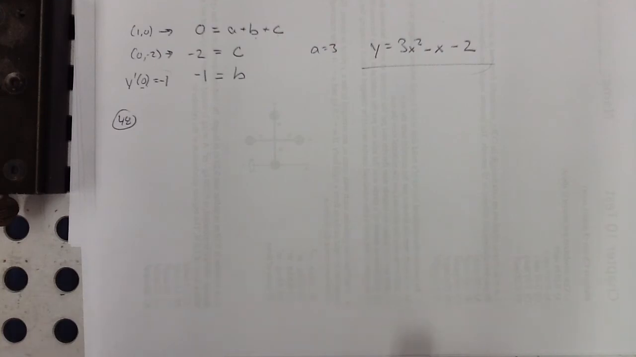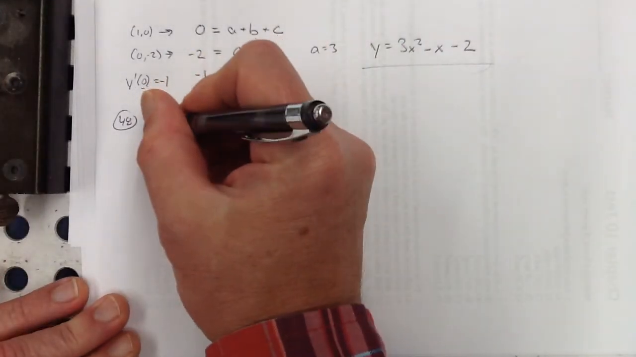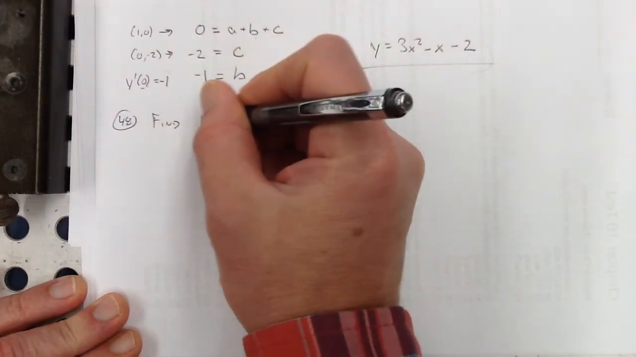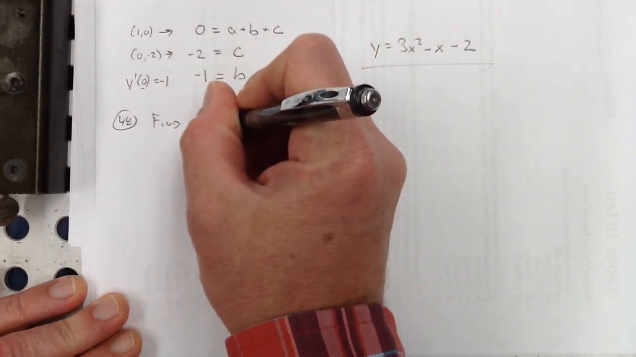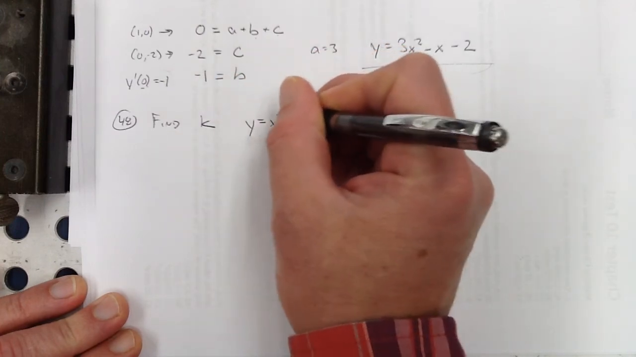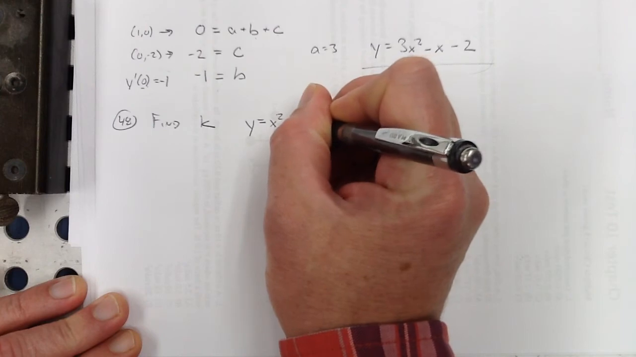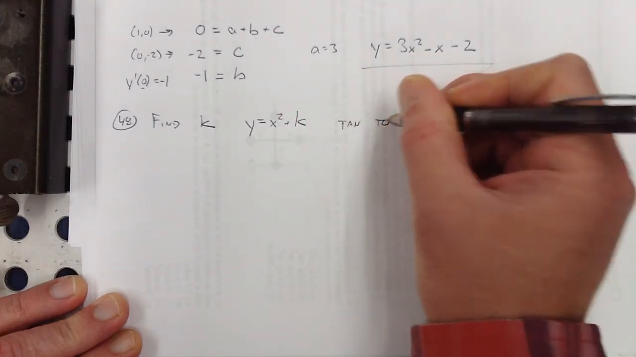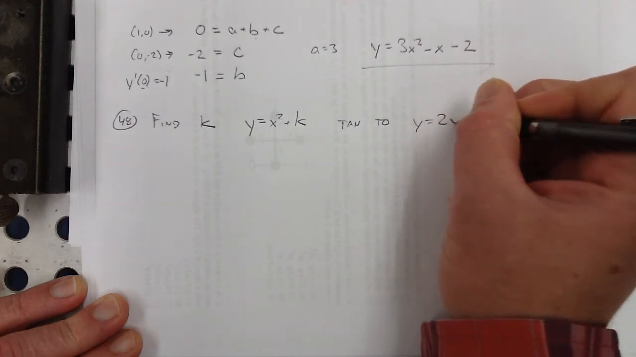All right, last one, number 48. Similar kind of thing, I think. You might want to give this a try again if you're feeling inspired. Find k. I've got y equals x squared plus k is tangent to the line y equals 2x.